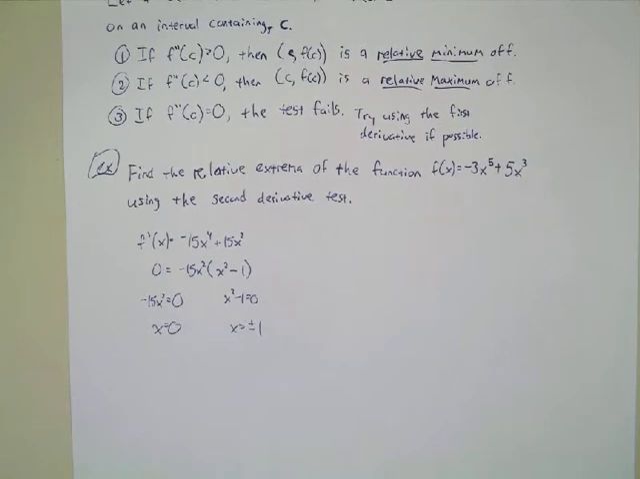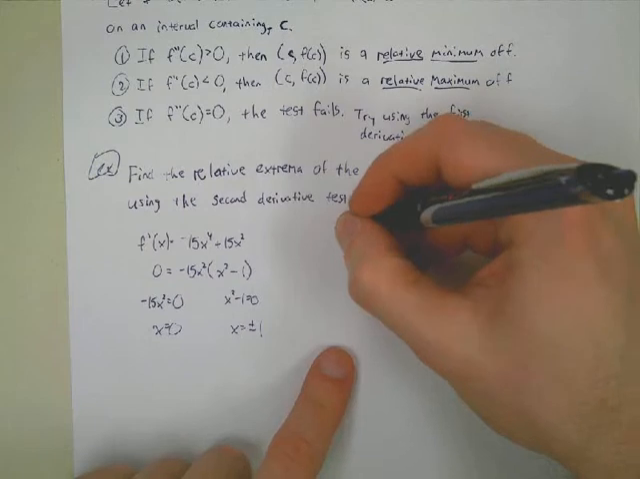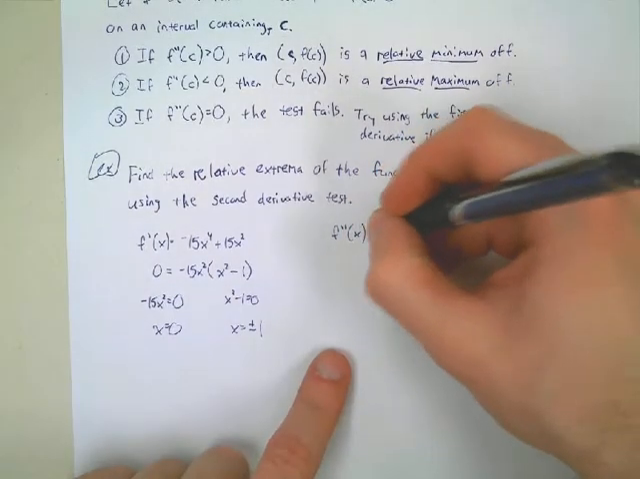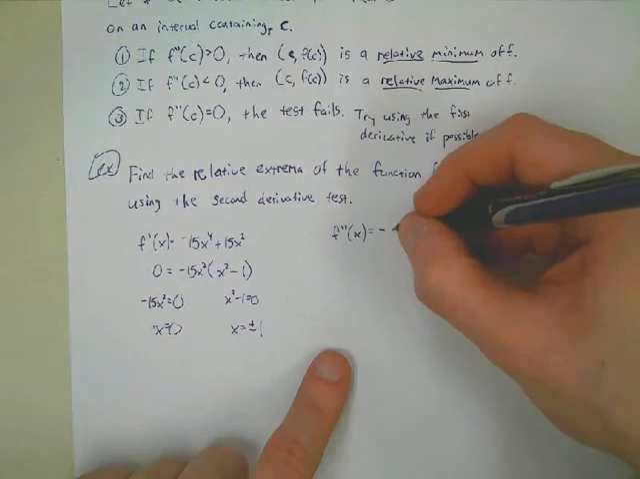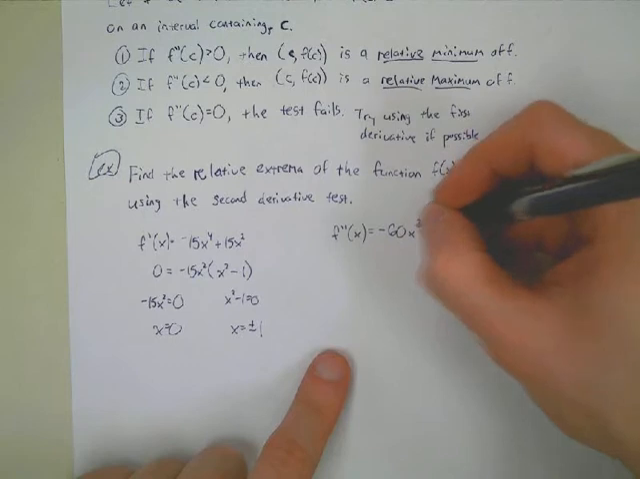So, we set each factor equal to 0 and solve for x. We get x is 0 here, and we get x is plus or minus 1. So those are critical points.